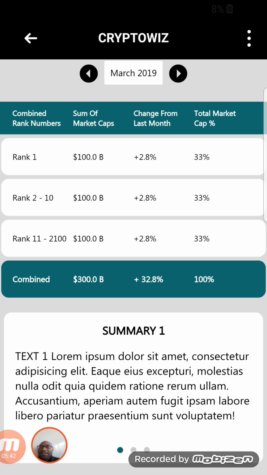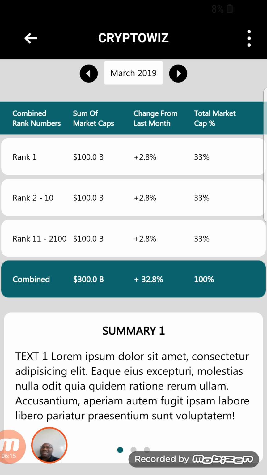Now let's say rank 2 to 10 has grown the fastest. Let's say it has grown by 10% in the previous month, and all the others have grown less than 10%. The summary will be one simple sentence. In the previous month, coins with rank number 2 to 10 have grown faster than the other categories in this report, full stop. And you will put the percentage growth that it has accomplished.